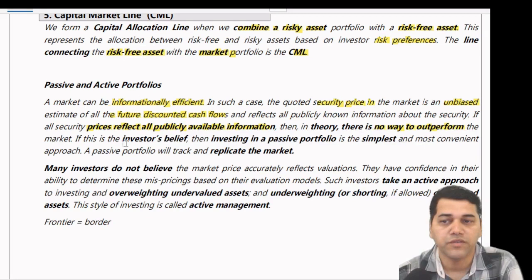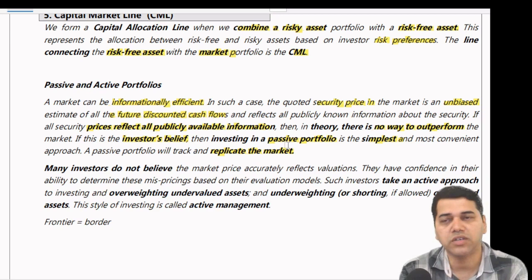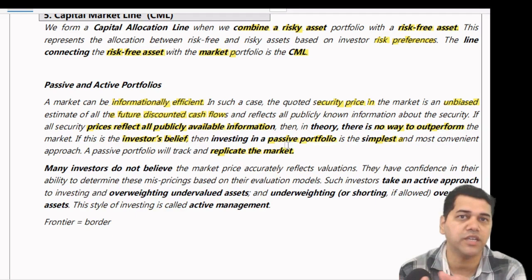If this is the investor's belief, then investing in a passive portfolio is the very simplest. Just replicate the market. Just invest in the Sensex. Don't try to invest in single securities, because you can't really outperform. Everybody knows every history, every future about that particular company. This is called a passive portfolio.